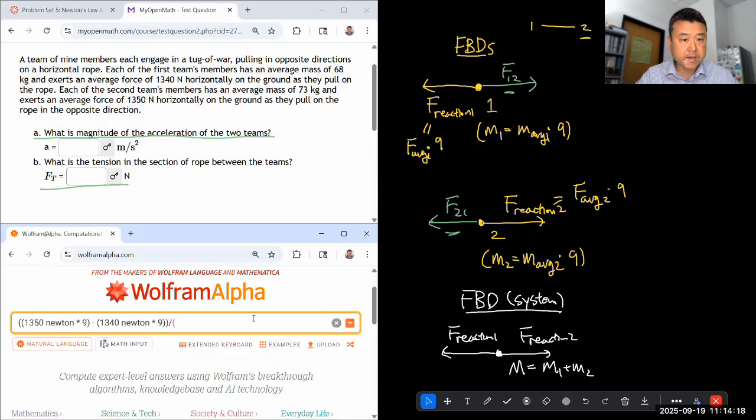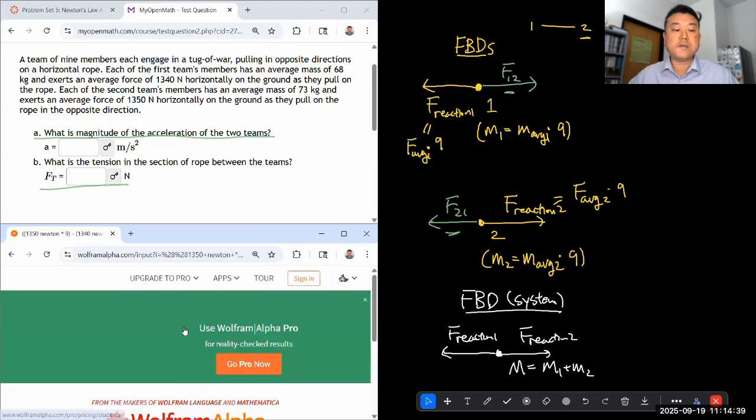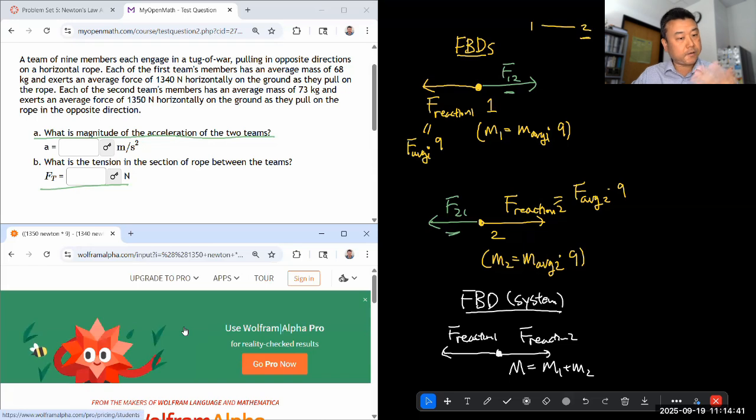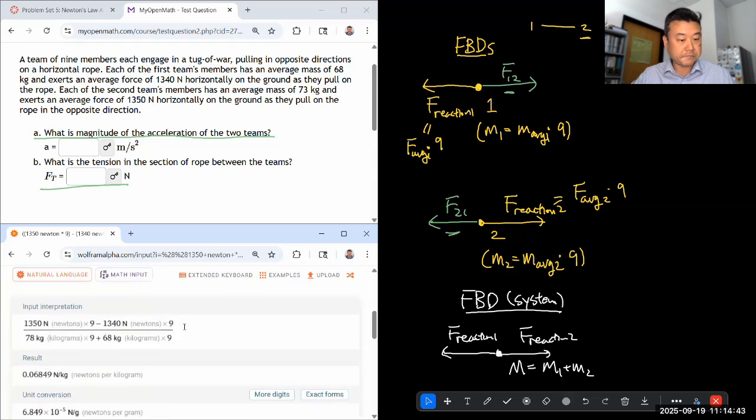So that'll look like the average mass of the first team. Or let me do in order, since I did the second team first, since they're the winning team, I think. 73. Are they the winning team? No, they are the winning team. So 73 kilogram times 9 plus 68 kilogram times 9. So this should give me the net force divided by total mass, the acceleration, hopefully.